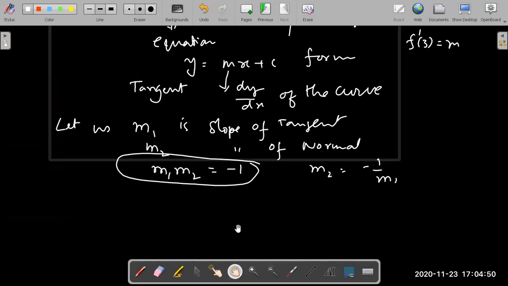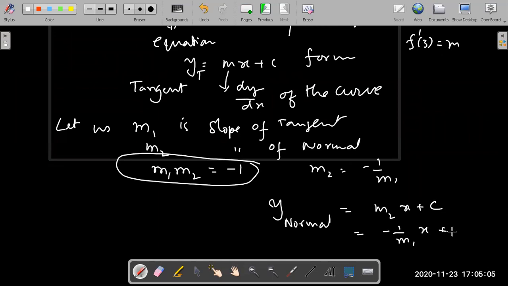So then you get the equation of the tangent, and the equation of the normal. I call this y tangent. Y normal is equal to m2x plus c, that's equal to minus 1 by m1 into x plus c. So finding the slopes, which means differentiation of the curve, and getting the equations of the normal and the tangent. That's all this entire exercise is about.